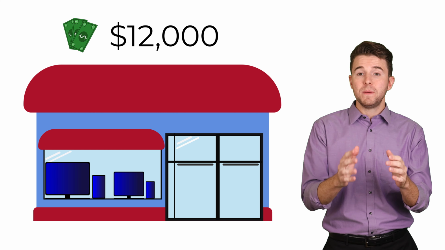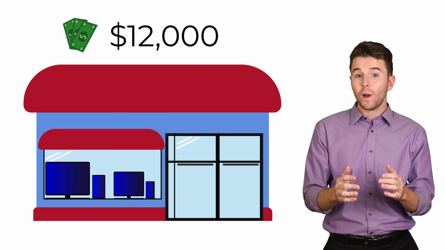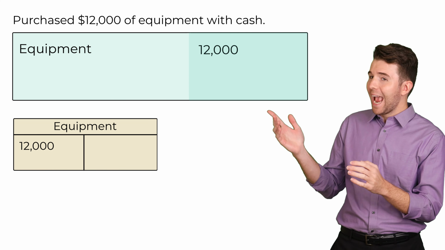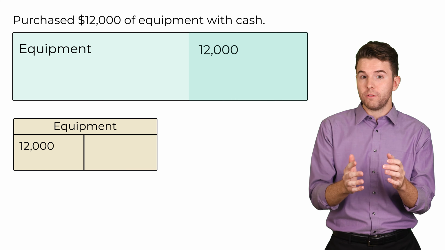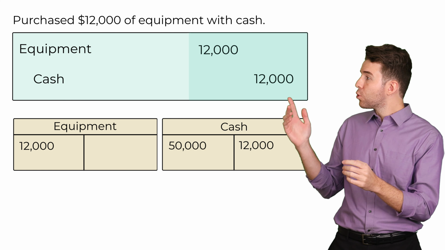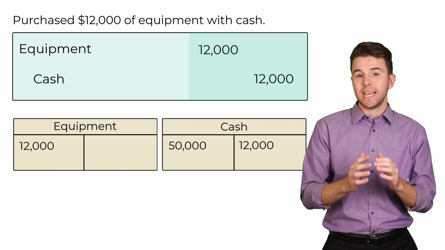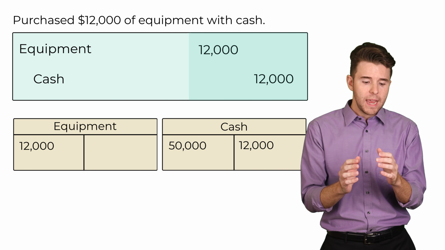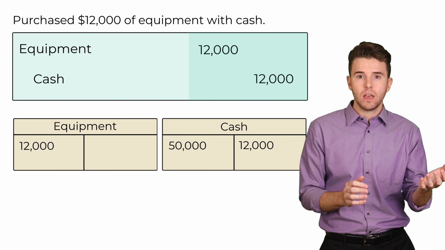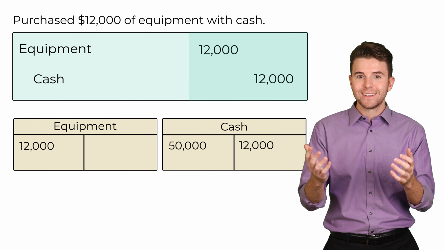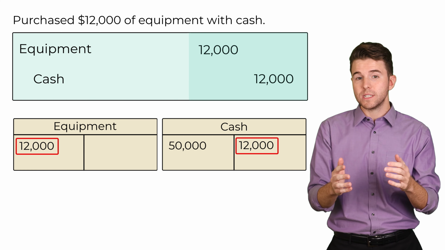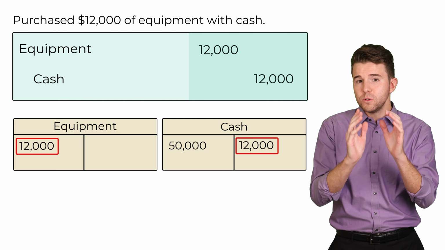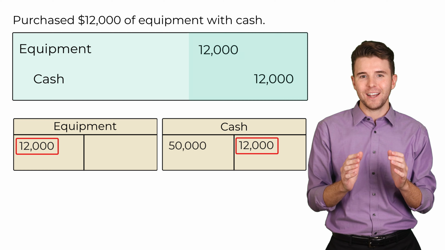After that, the business purchases equipment for $12,000 cash. We debit and increase equipment for $12,000 and credit and decrease cash for $12,000. This is essentially an exchange of one asset for another asset. Posting the $12,000 to the ledger accounts, we see that the credit reduces our balance in the cash account.